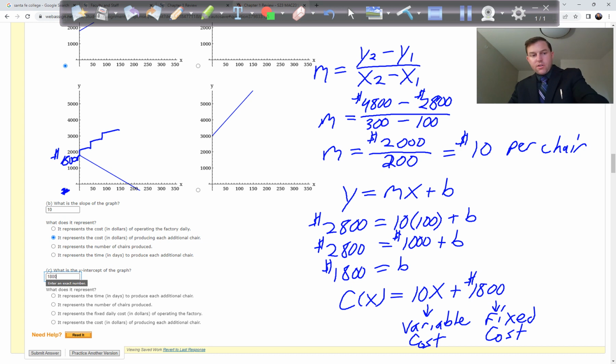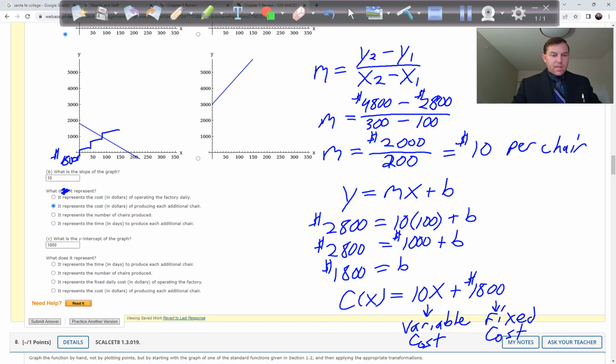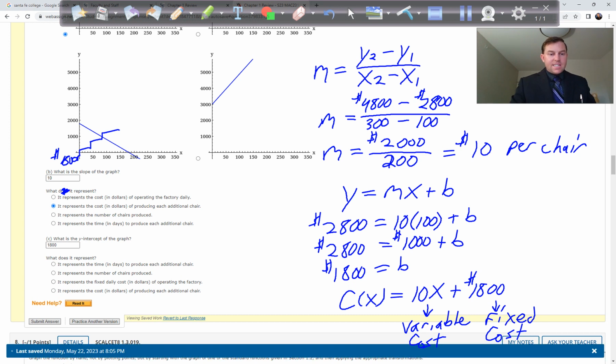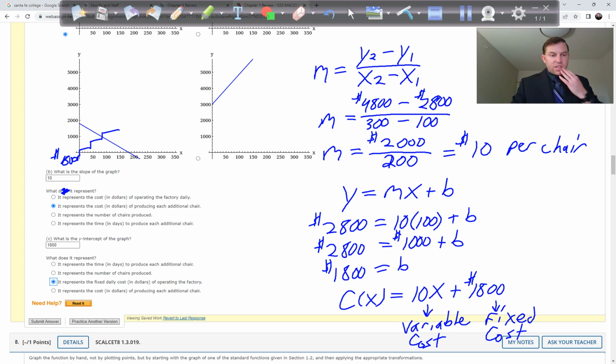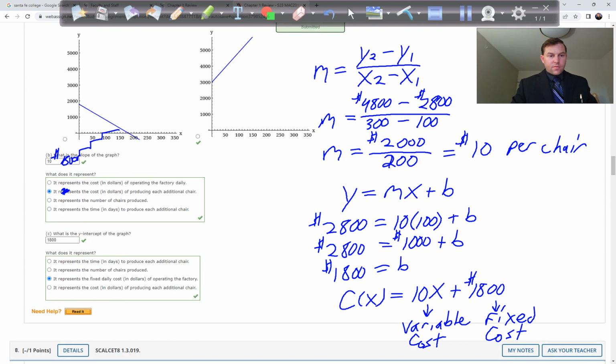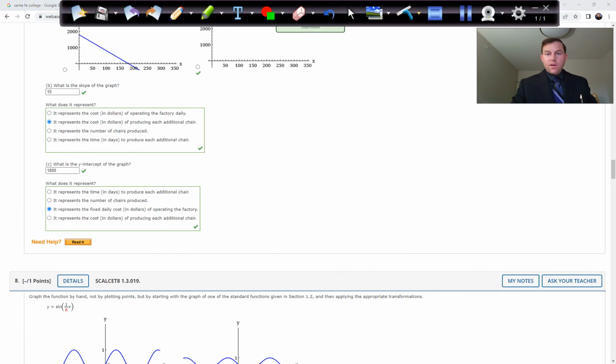The y-intercept, 1,800. What does that represent? That represents the fixed cost. Okay, so in this case, the context, the only one I have to choose from is represents the fixed daily cost of operating the factory. So electricity, employees, material, all that sort of stuff. Okay, got that one completely right. Perfect.